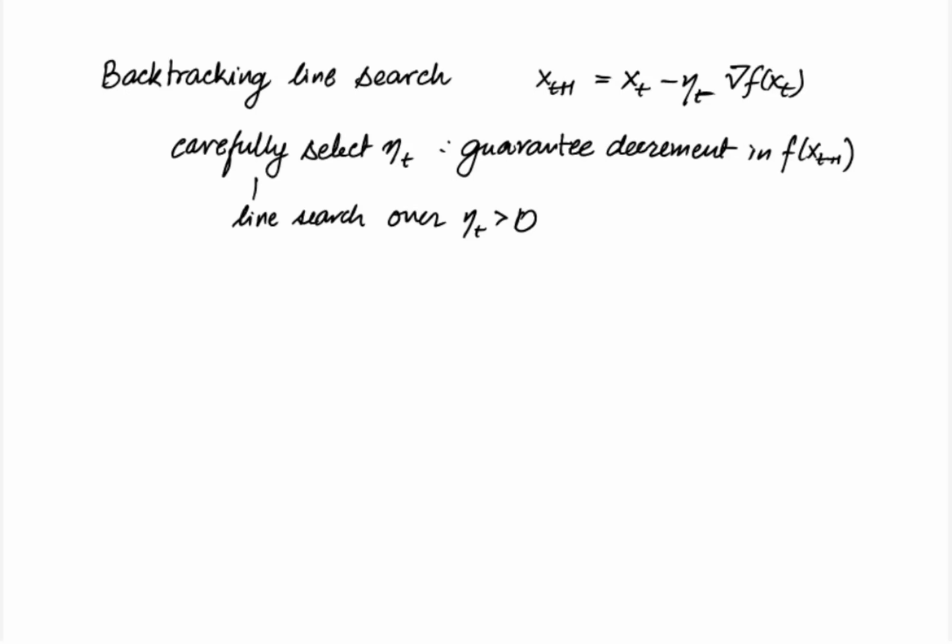We will use the following approach to select eta t. So we will initialize eta t of 1 equal to 1. There is nothing special about this 1 here, but this quantity should not be too small. Then we will repeat the next two steps. So at the kth step, we will check this condition and we will break if this is true.